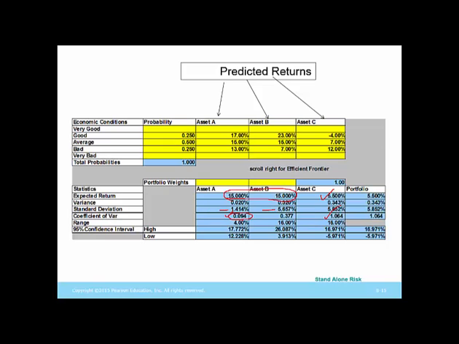You can see here that there is a calculation already for portfolios. When we get to that chapter, we're going to add here the actual investments in assets A, B, and C, so we can see the statistics for the portfolio itself.